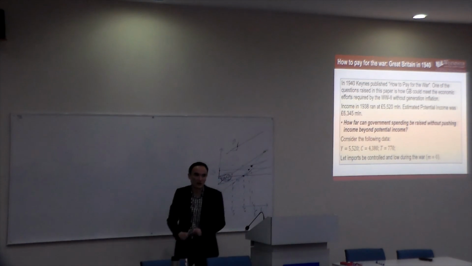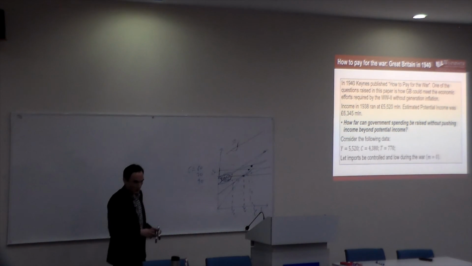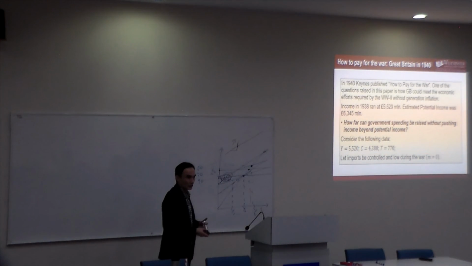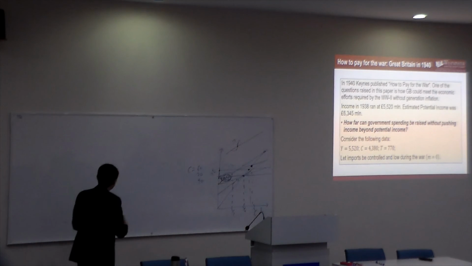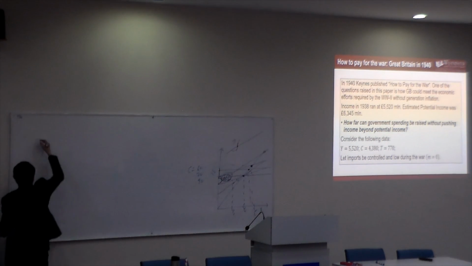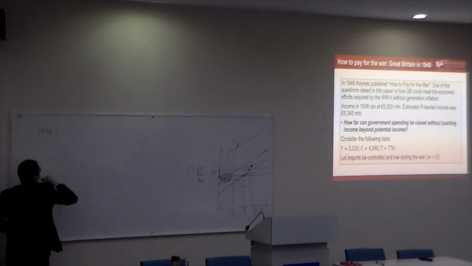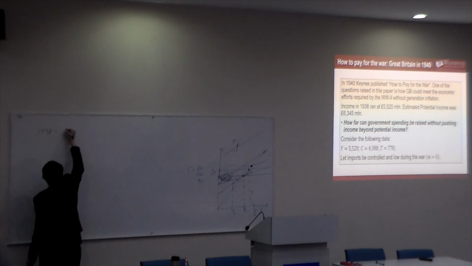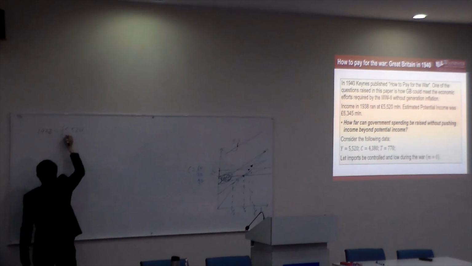So then there was one dilemma: how to finance the war. You know, John Maynard Keynes, one of the greatest macroeconomists, okay, a British economist. So then he gave a very good suggestion, applying this multiplying effect. Okay? So I put into the data 1938. Okay, 1938. The GDP of the economy was equal to 5,520 million pounds. Okay, million pounds.